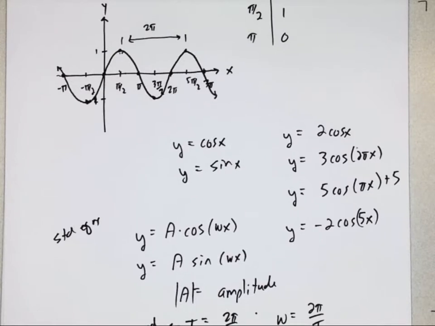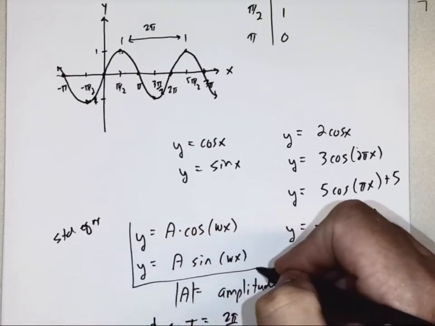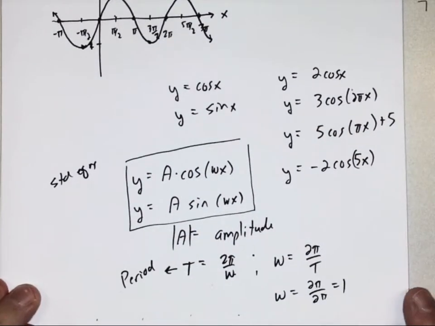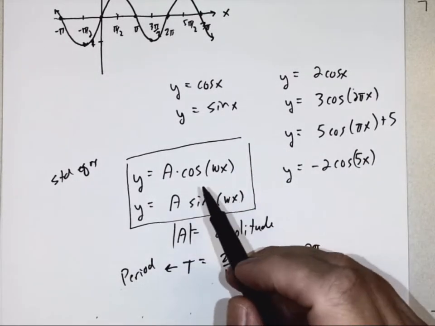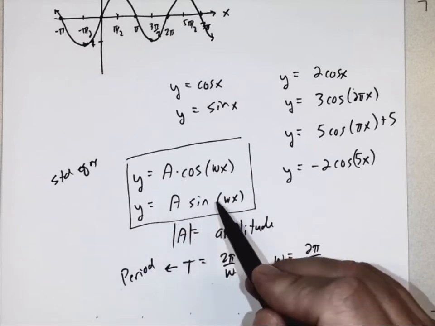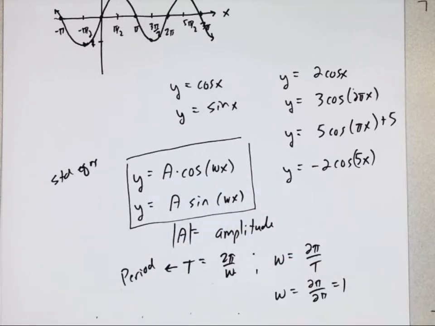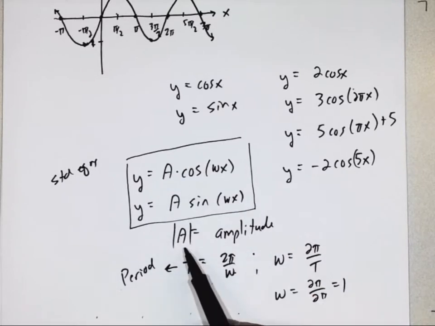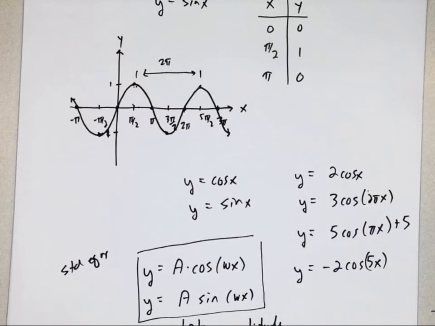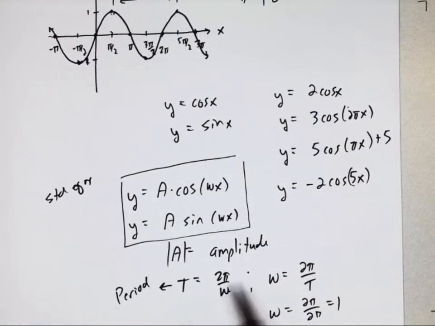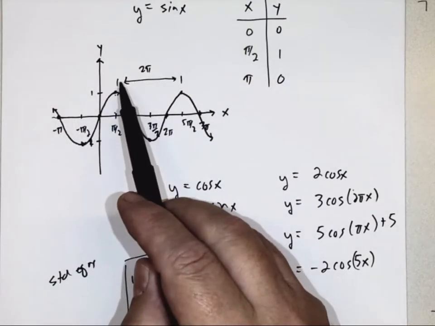So let's review that. Here are my two possible trig graphs. There are actually more trig graphs than these, but we're just going to focus on cosine and sine. This is like the general equation. Y equals A times cosine omega x. Y equals A times sine omega x. First step is to figure out whether your graph is a sine or a cosine. And once you figure that out, you can always find the A. The A is the amplitude. From the middle of the graph, how far up or how far down does it go? That's the amplitude.